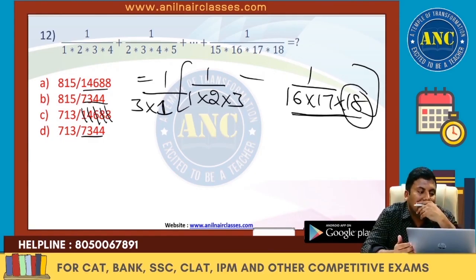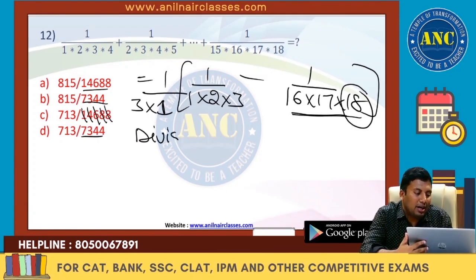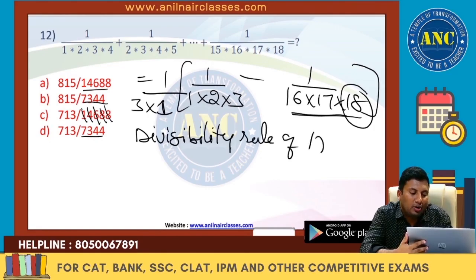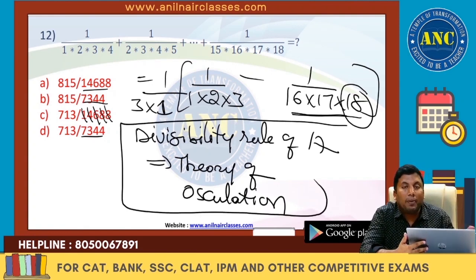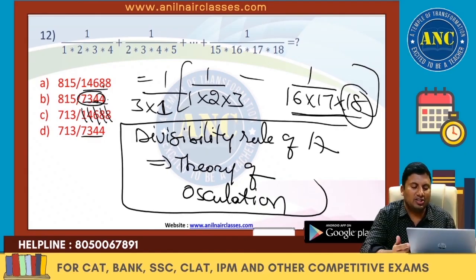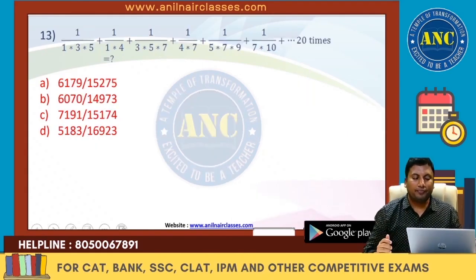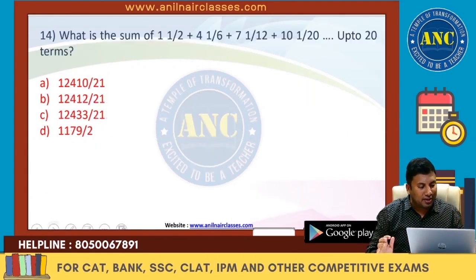Now, what you can do is 17. I will discuss in my prime number class how to use the divisibility rule of 17. Divisibility rule of 17 using the theory of osculation. Theory of osculation helps you to know the divisibility rule of 17. You can apply the divisibility rule, but here I am not discussing because if this is a multiple of 17, obviously this will be. I hope the idea is clear. Method 2 is always there for you.